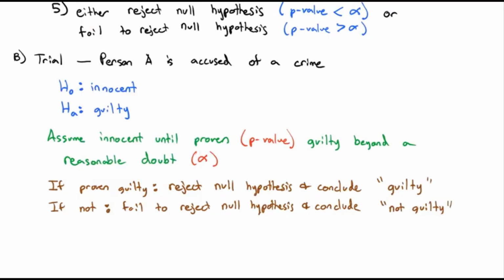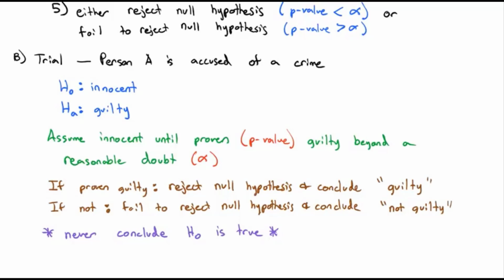What's key there is that we never conclude the null hypothesis, H sub 0, is true. We just failed to conclude the alternative. We didn't say they were innocent. We just said there's not enough evidence to say they're guilty.